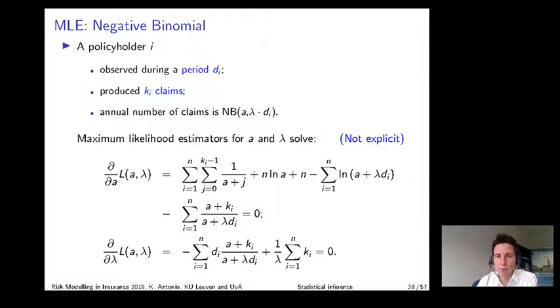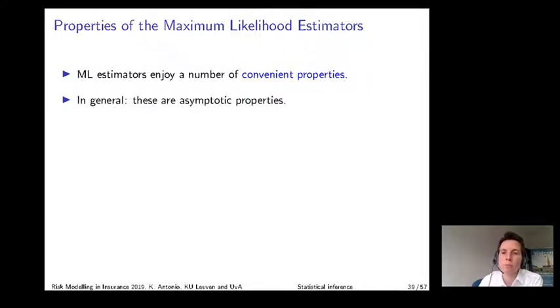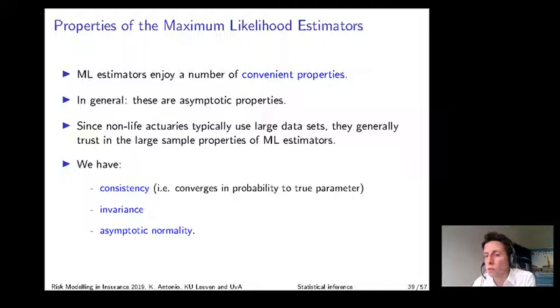Now, as you know from a statistics course, maximum likelihood estimators enjoy a number of convenient properties. In general, these properties are asymptotic, so that means that they rely on large data sets. But since non-life actuaries typically use large data sets, they generally trust in the large sample properties of their maximum likelihood estimators. Just to sum up, the useful properties here are consistency, invariance, and asymptotic normality.